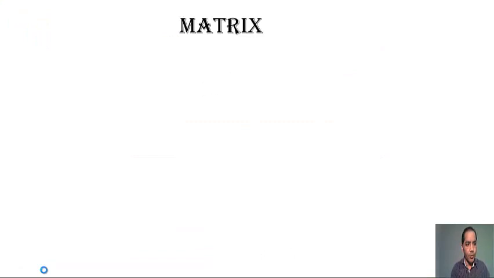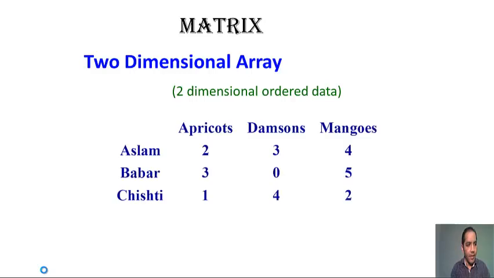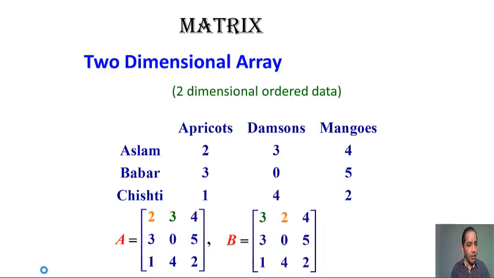Matrix is a two-dimensional array. This data is two-dimensional, so we can write it as a matrix. Matrices are denoted by capital alphabets. If we change the order of the elements, then these matrices are not equal.